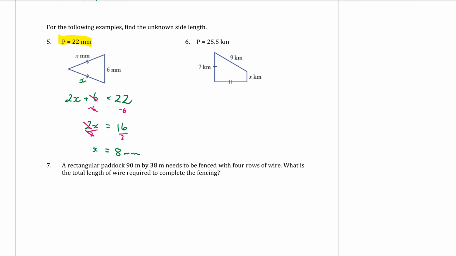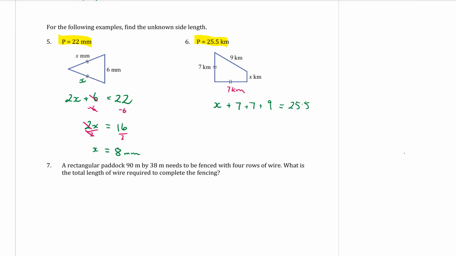Let's try the next one. So again, these markings mean those sides are the same. So 7 kilometers here means 7 kilometers there. The perimeter, we're told, is 25.5. So to make the equation, let's start with the x. Oops, wrong pen. x plus, we've got the 7 at the bottom, we've got the 7 on the side, and the 9, the sloping one, that would be the perimeter, and that's equal to 25.5.